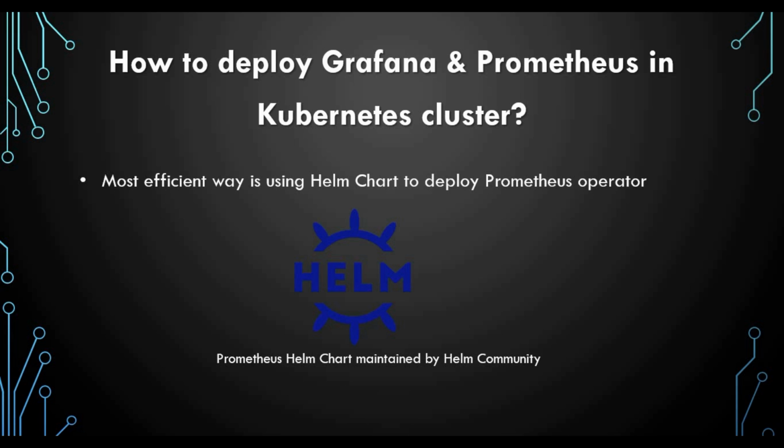Similarly in Helm, the repositories already have different kinds of packages, which are called charts. All these charts are available in your Helm repository. From there you can call those repositories and install them on your Kubernetes cluster. So that's what we are going to use. We are going to use the Prometheus Helm charts, which are maintained by the Helm community, to install on the Kubernetes cluster.